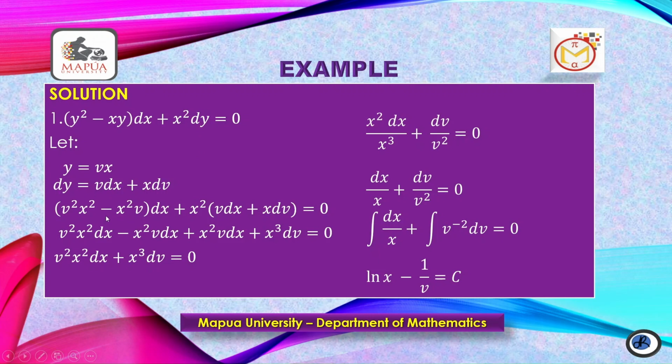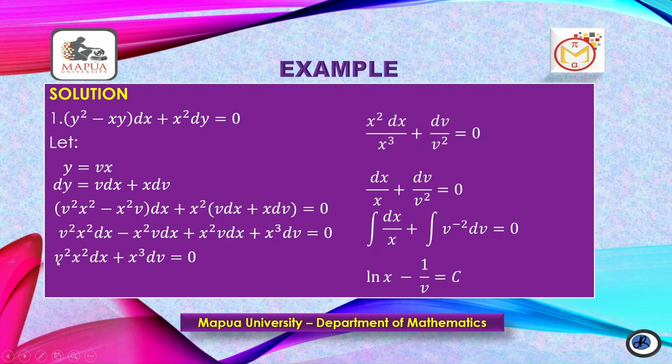Then obviously, when we distribute now, this is v squared x squared dx, and then we have x squared v dx. And on the other term, we have x squared v dx, and then x squared times x, so this is x cubed dv. Then we can combine the v squared x squared minus x squared v because they are all dx, and the x squared v dx. So here we can cancel the x squared v dx, and remaining we have v squared x squared dx here, and then x cubed dv. Then obviously this is now separable, meaning we can now combine the x with the dx and the v with the dv.